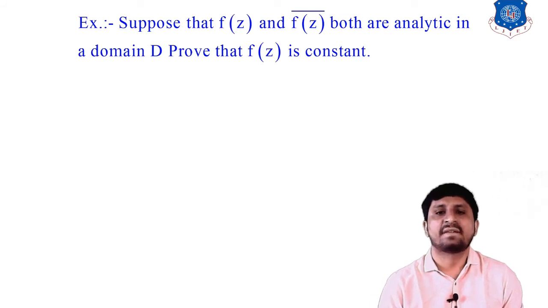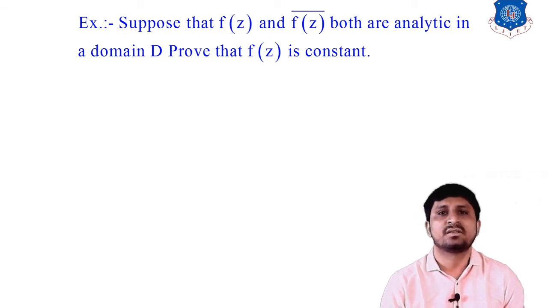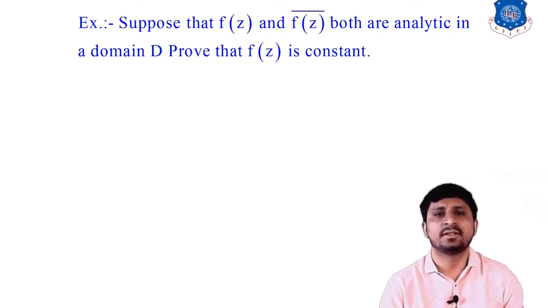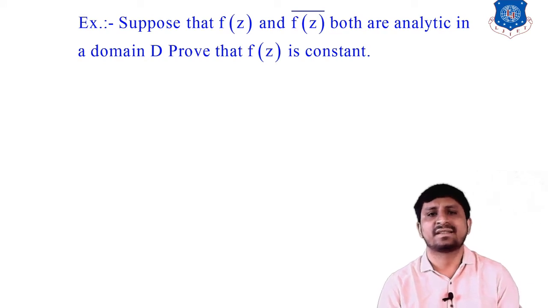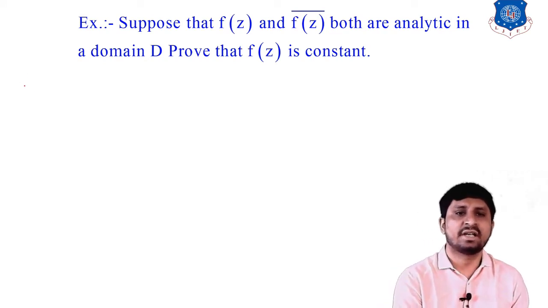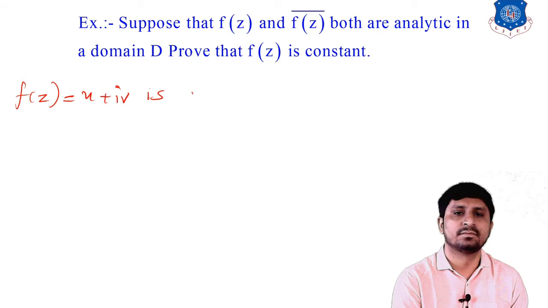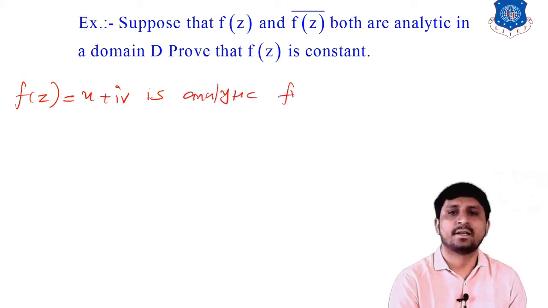Now next, suppose f of z and f of z bar both are analytic in a domain D, prove that f of z is constant. Okay, so this is one of the theoretical examples that we will prove. First of all, f of z is analytic. What is f of z? f of z is u plus iv, an analytic function, and so the CR equations are satisfied.